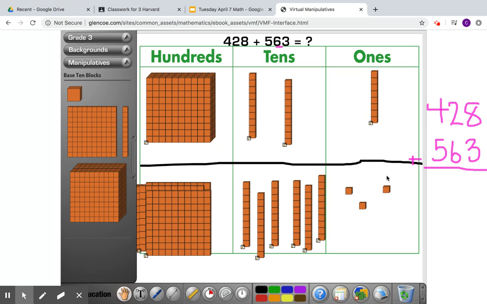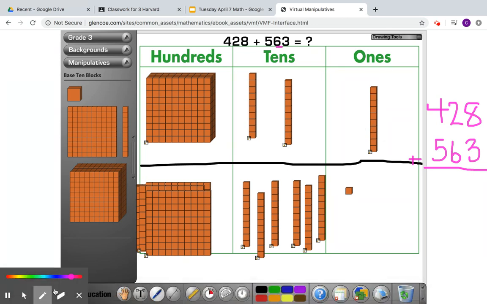So there's 8 ones here, and I'm going to add them together. So now I have 1 10 and 1 1 left over because 8 ones plus 3 ones is equal to 11. And we can represent that by bundling our 10. So now I'm going to note that we have 1 10 bundled and 1 1 that's not bundled.